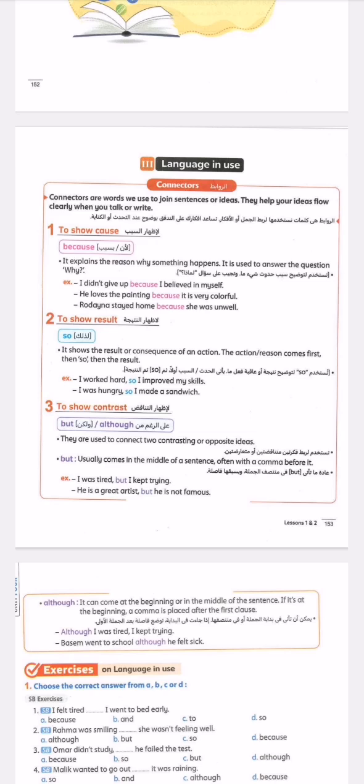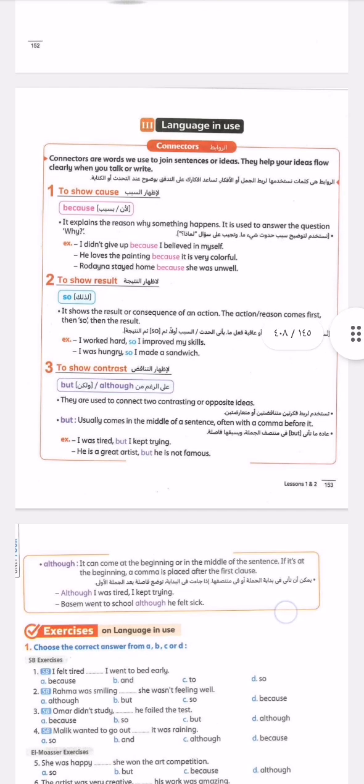The connector because answers the question why. I didn't give up. Why? Because I believed in myself. The second example: he loves painting because it is very colorful. Again, the connector because answers the question why. He loves painting. Why? Because it is very colorful.